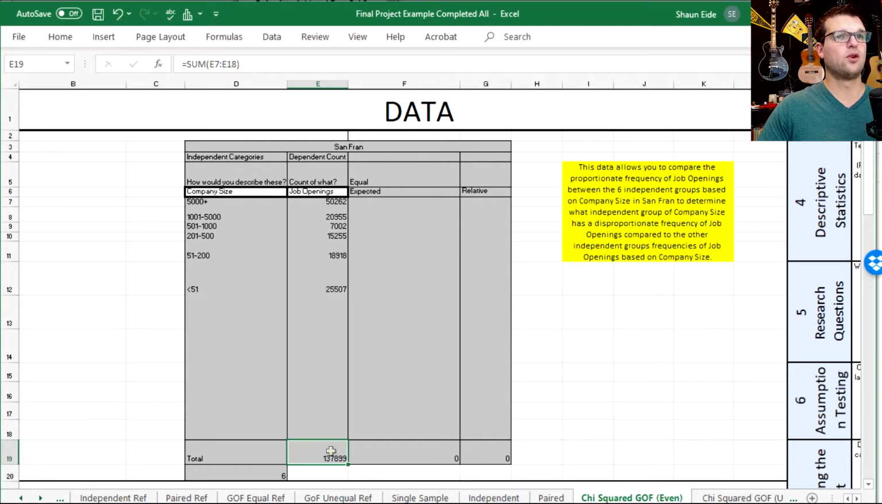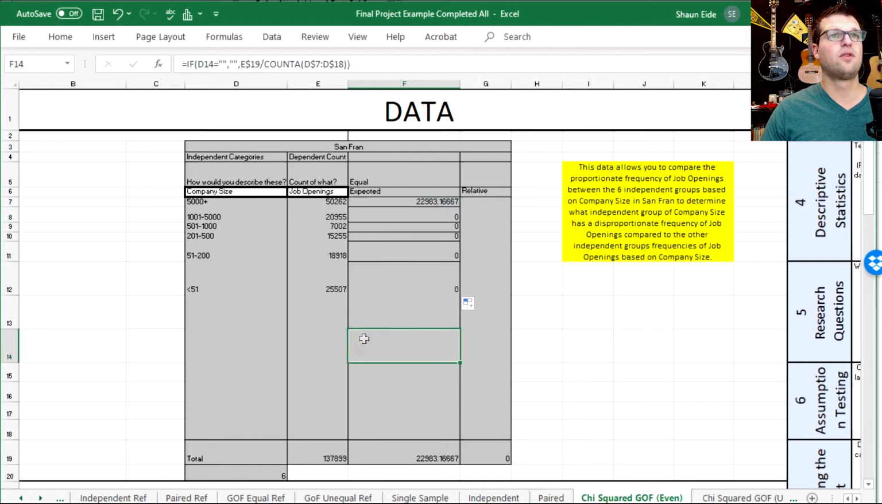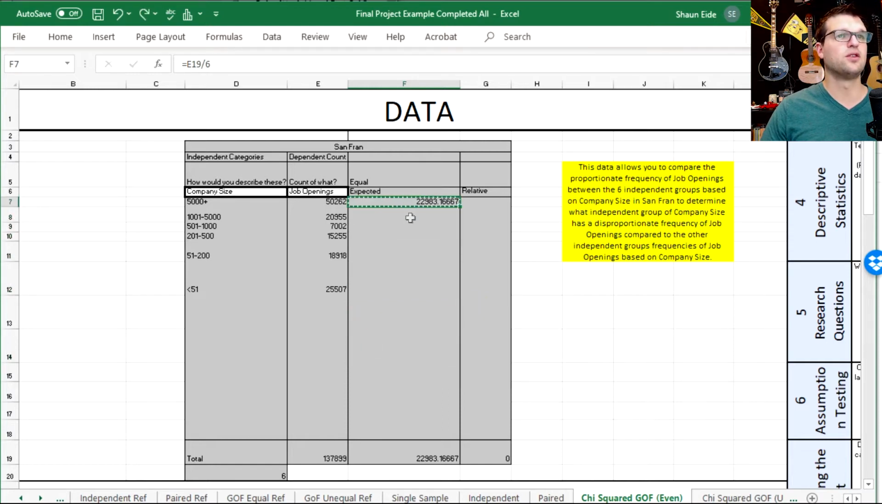The total number of job openings. In order to do that, we do equals sum, which hopefully I've already done for you. This right here is the total number of job openings in San Francisco, and then there's a total of 6 categories here, so we've got to divide this by 6. The reason why it's 6 is because there are 6 categories, so we expect them all to be equal. And if we expect them all to be equal, then they all need to be the exact same and add up to exactly what is observed.